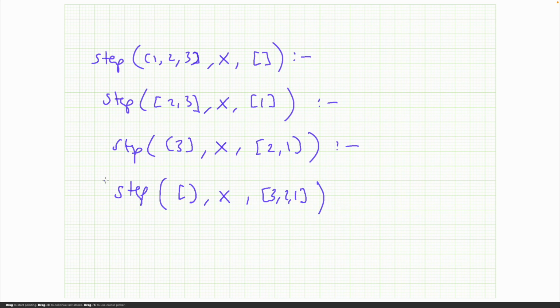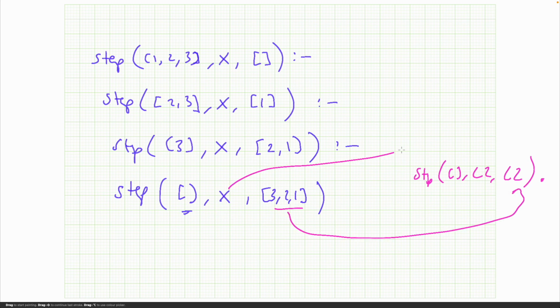And this one, we don't need to call that continuation rule again. We can call the termination step because this is now empty. And that termination step is step empty, L2, L2, is just true, which means this unifies with this, and this unifies with this, and they're both the same name.